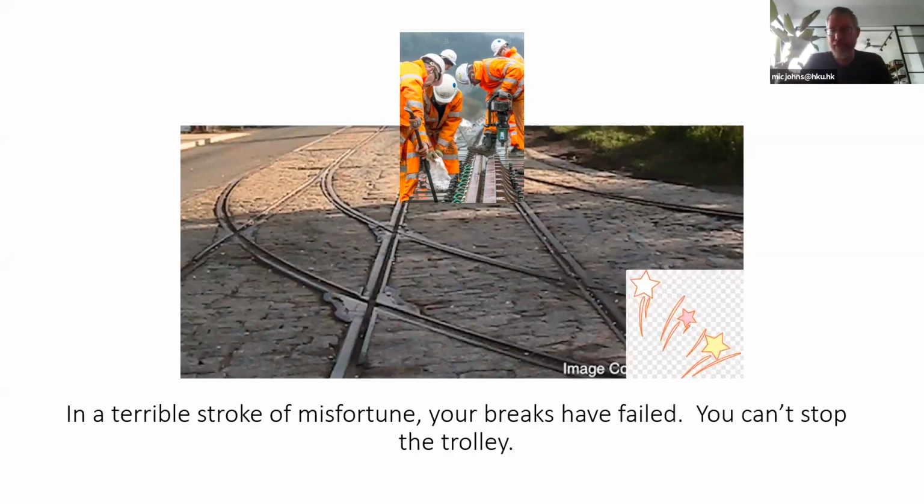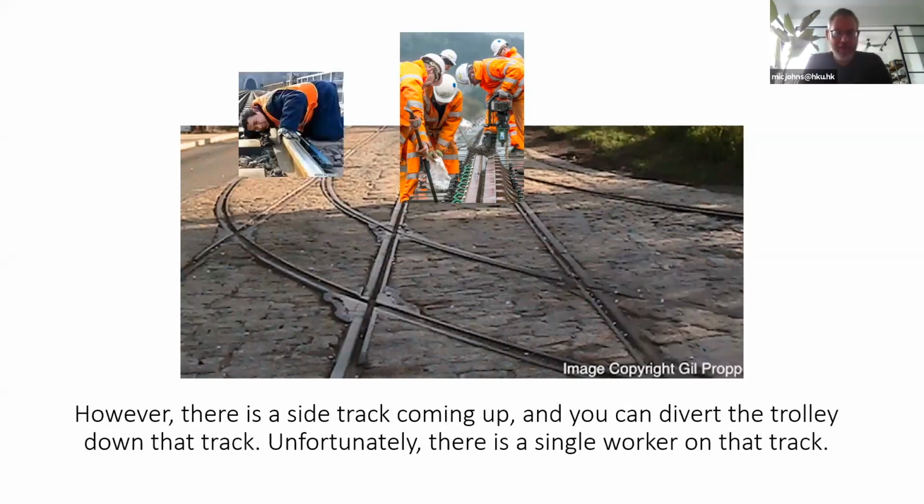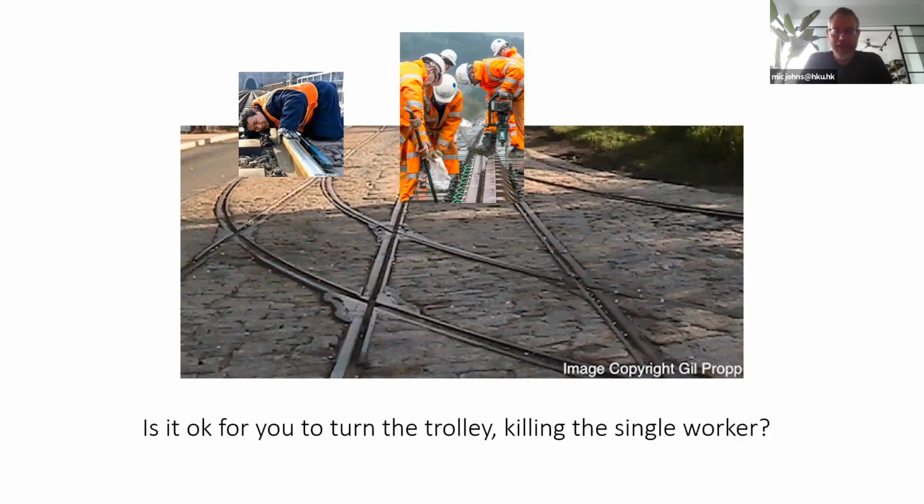Unfortunately, your brakes have failed, so you can't stop the trolley. You can't put on the brakes, and it's just on these tracks, right? However, there's a side track coming up, and you can divert onto the side track. Unfortunately, there's a worker down on the side of the track, and if you divert to that track, you will kill that guy. So the question is, is it okay for you to turn the trolley, killing the single worker?